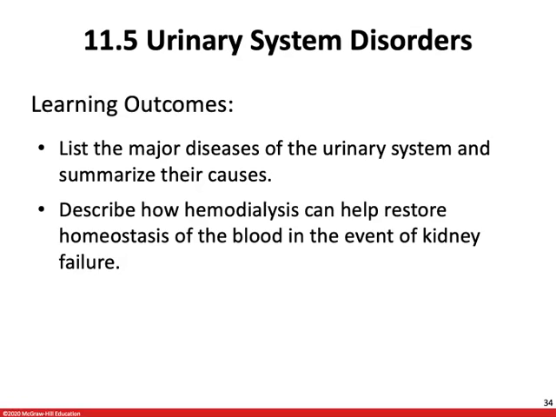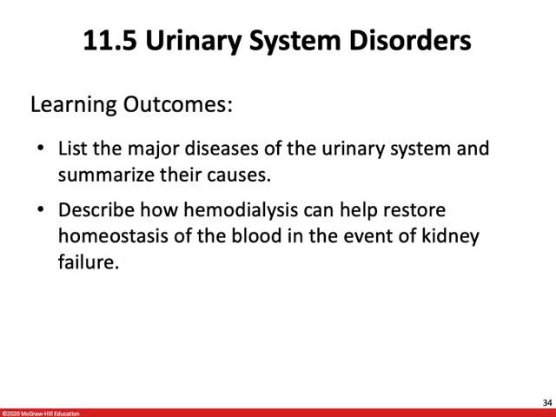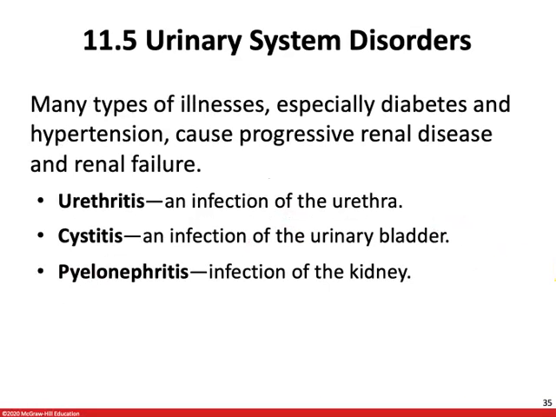All right, before we conclude this section, we do want to talk just briefly about some various urinary system disorders. There are a lot of different illnesses, especially things like diabetes and hypertension, that can cause progressive renal disease and renal failure. And so there are a lot of different terminology that you might hear.